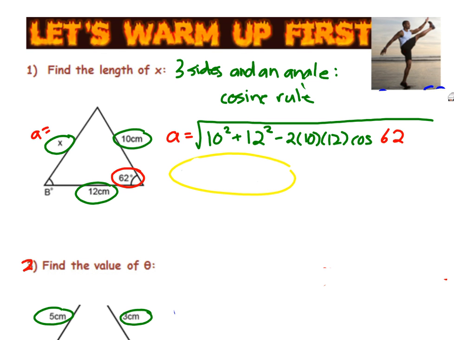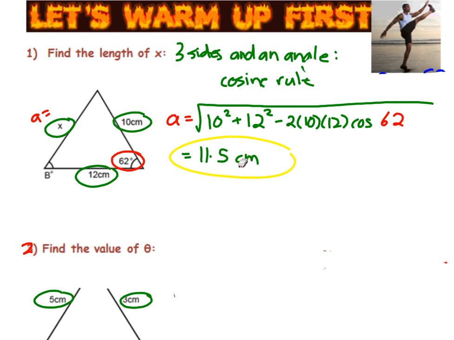So feel free to pause, plug it into the calculator to practice doing that, and then round to 3 sig figs. So 3 sig figs, you'll get 11.5 centimeters. Again, a good idea to write the unrounded answers in your tests and topic assignments, and then round to 3 sig figs, in case you make an error with your rounding. That one's done. We found the length x.